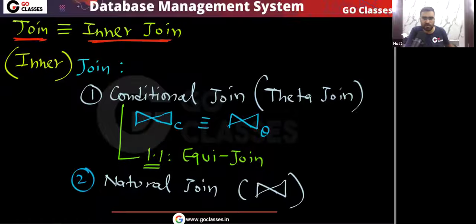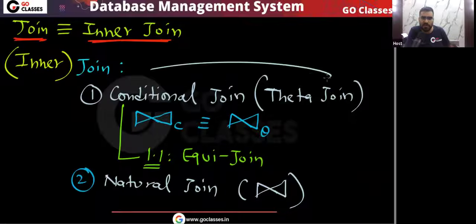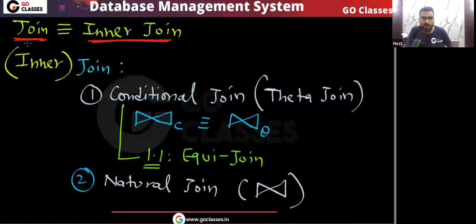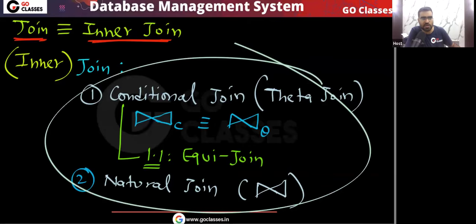Have you seen this symbol somewhere? It looks like a bow tie, maybe you have seen it in some movies, the top part of the tie. Anyway, these are the join operations. Remember, we need to study conditional join, equijoin, and natural join. And remember, join means inner join, so all of them are inner join operations.